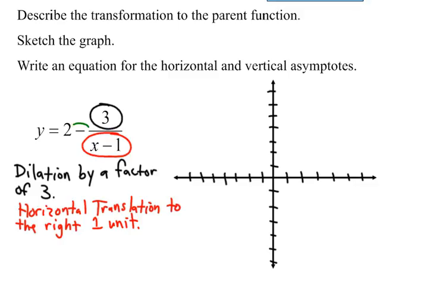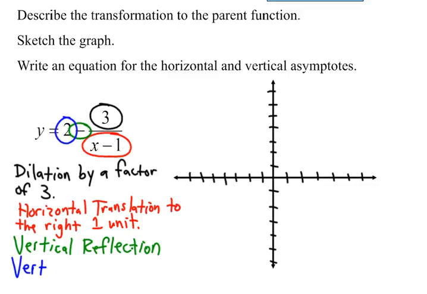Okay, so next we identify the negative in front of the fraction, and we know that that is our vertical reflection. So the last piece is the positive 2 in front. It could be tagged on to the end. They happen to write it in the front here. Don't be confused by that. That is going to be our vertical translation up 2.